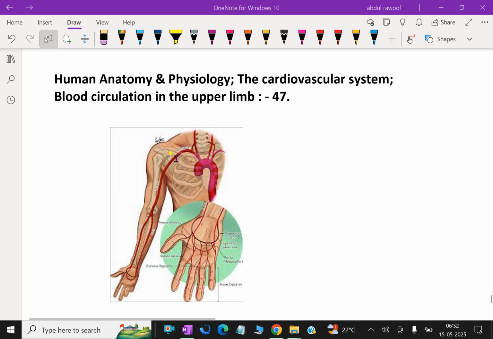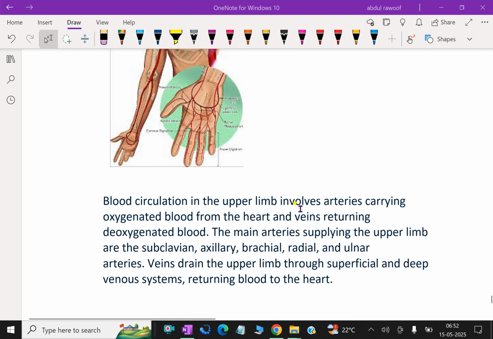This is the blood circulation in the upper limb. Look here. Blood circulation in the upper limb involves arteries carrying oxygenated blood from the heart and veins returning deoxygenated blood. The main arteries supplying the upper limb are the subclavian, axillary, brachial, radial, and ulnar arteries. Veins drain the upper limb through superficial and deep venous systems, returning blood to the heart.